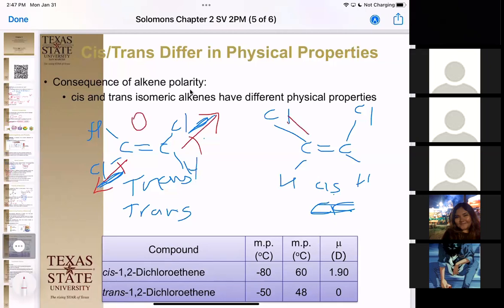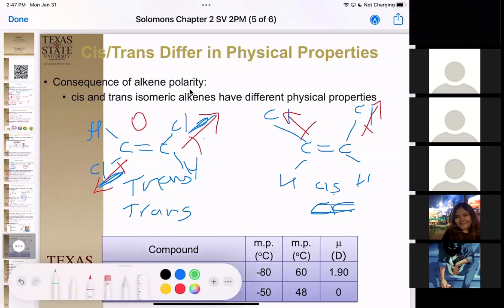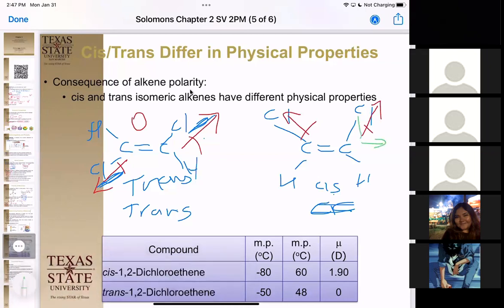Now, if we look at this one, we have this one here, and we have this one here. So that has a component going this direction and a component going that direction, component going this direction and component going that direction. These two in the same axis as the double bond cancel out because they're going equal and opposite. But that means these two here add together. So we have a net dipole on our compound, centered in between those two chlorines.